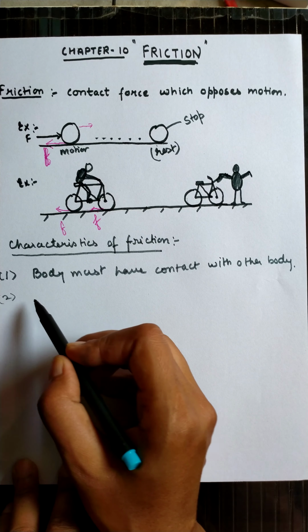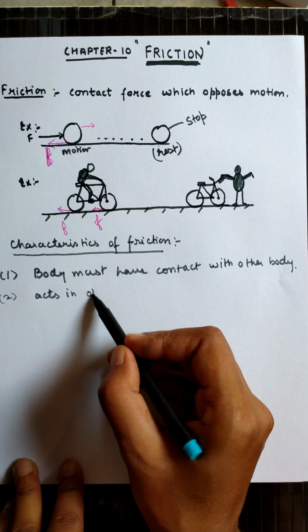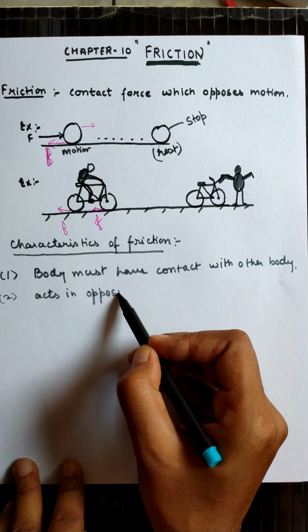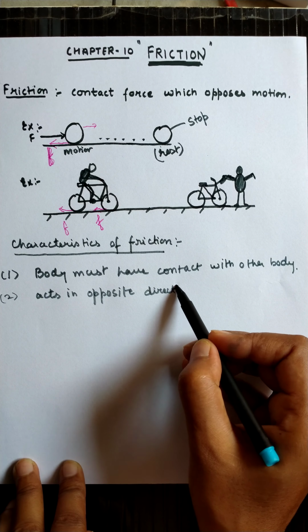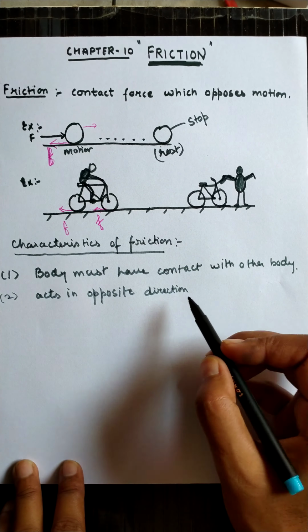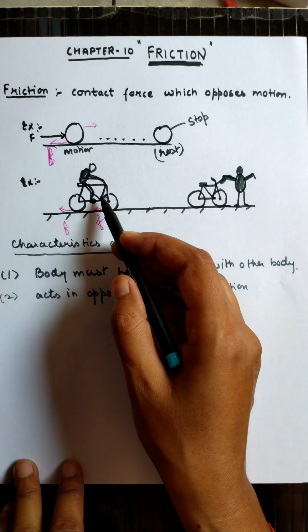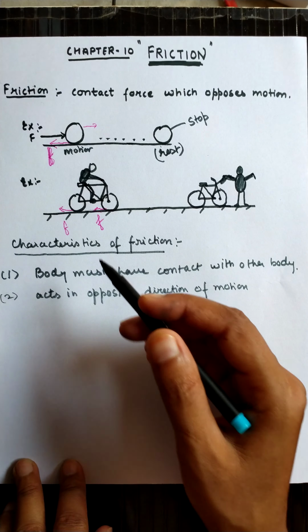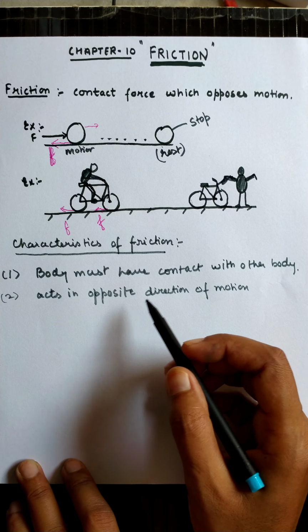Second one is, this force always acts in the opposite direction. So the friction force always acts in the opposite direction of motion. If the object is moving this side, then it acts this side, in the backward direction, and it tries to bring the object to rest.